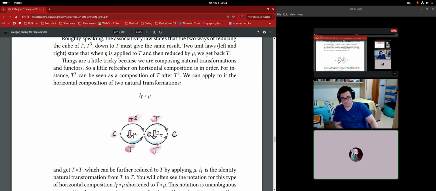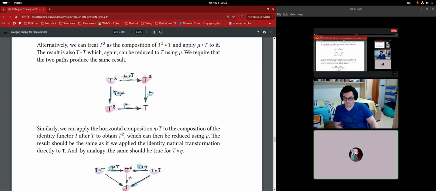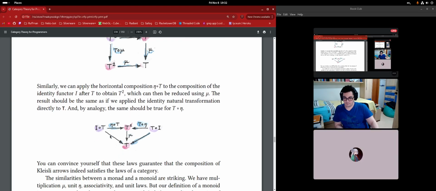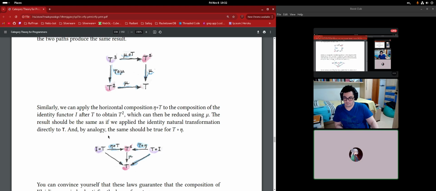This here is applying the horizontal composition of eta after eta to the functor composition T after T, T squared, in this case. Remember this nonsense: these are vertical arrows, but we call this horizontal. The one below is the same thing except you replace eta after eta with eta after I, and you replace T after T squared with I after T, basically.